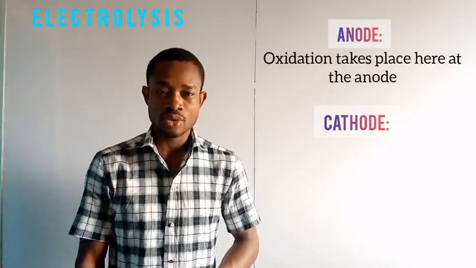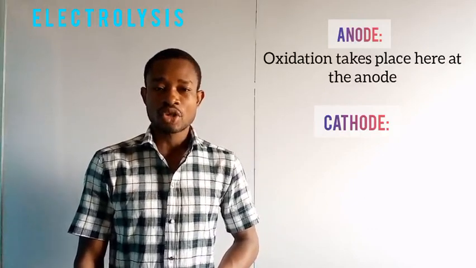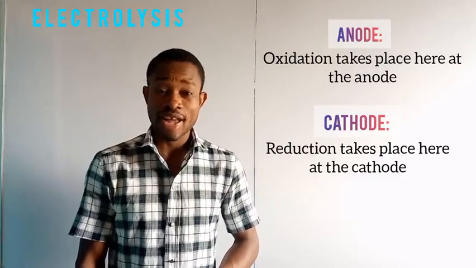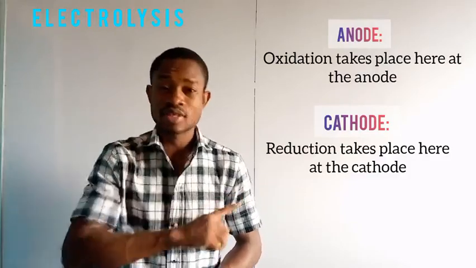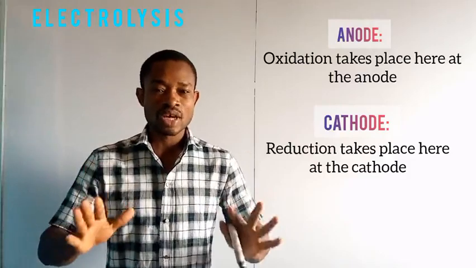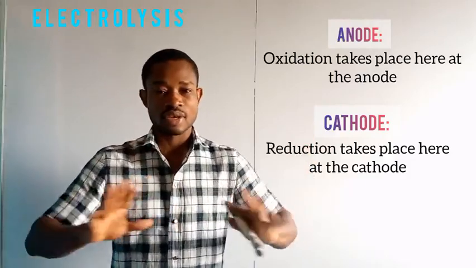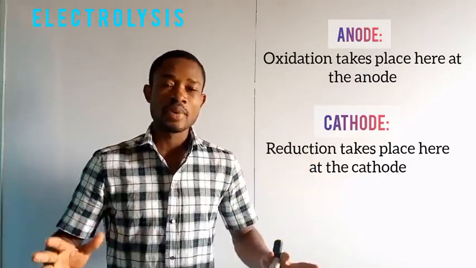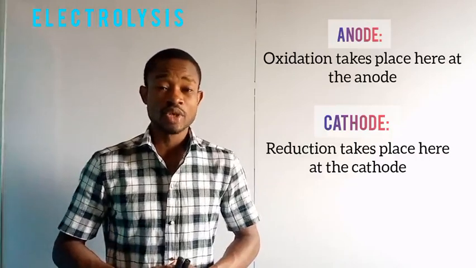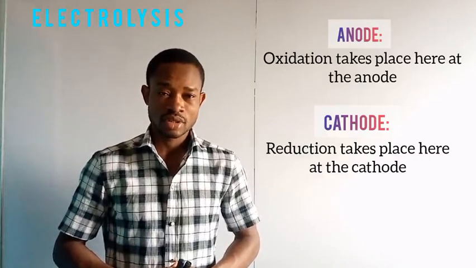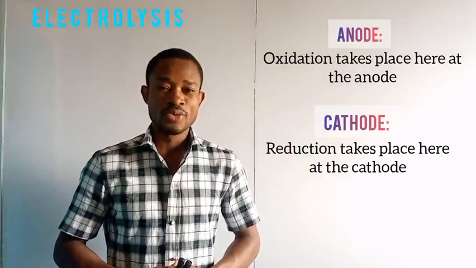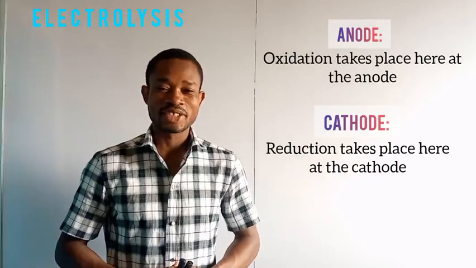at the anode, while reduction takes place at the cathode. That is in both cells, okay? In both cells, what happens at their anode is the same, which is oxidation. And what happens at the cathode is the same, which is reduction. And of course, as we know, reduction is gain in electron.